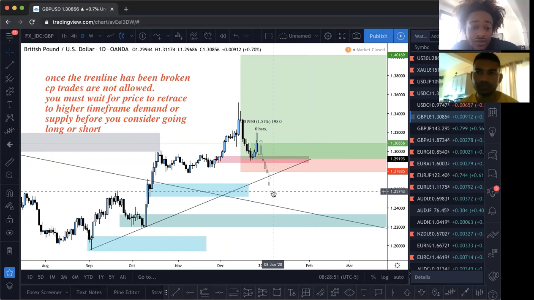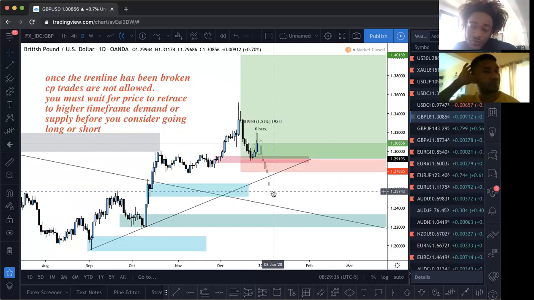Once the daily trend line is broken, right? You're not allowed to enter trades on any daily CP zones, or daily valleys and peaks. All right, that's it. You're only allowed to enter trades of a higher time frame, right? Okay. The next time frame will be the weekly. So you have to wait until the market gets to the weekly supply or weekly demand zone.